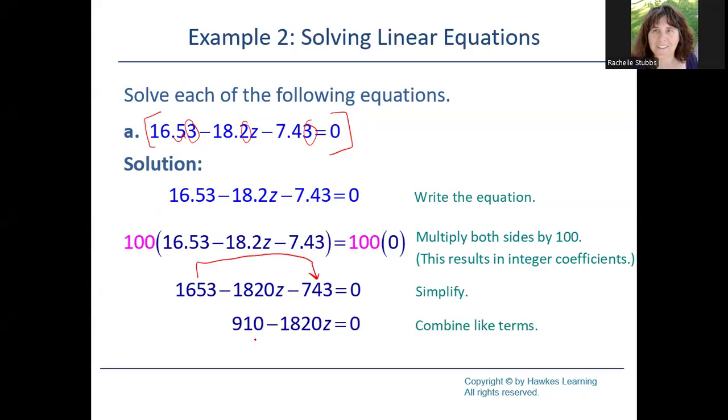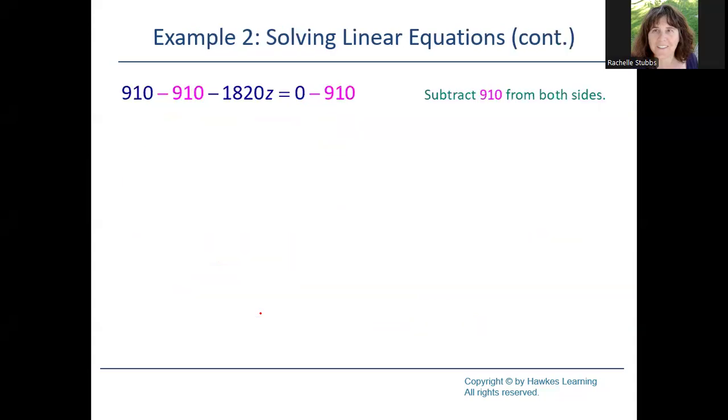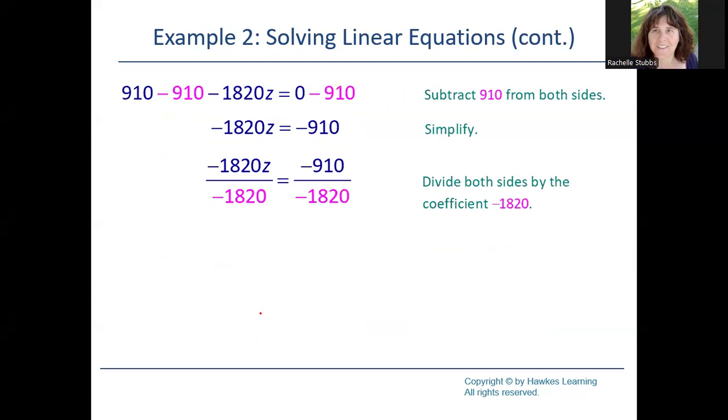Minus 1820z equals 0. And then they're going to subtract 910 from each side, and then divide by a negative 1820, and they're going to get z equals 0.5 or z equals 1/2, just like we did. So you have the choice to clear the fractions or the decimals or not. I prefer to clear the decimals, but if you have a calculator, it's just as easy to work with the calculator.